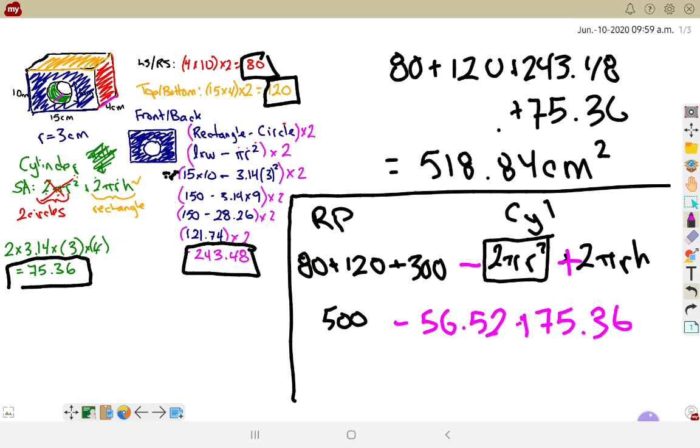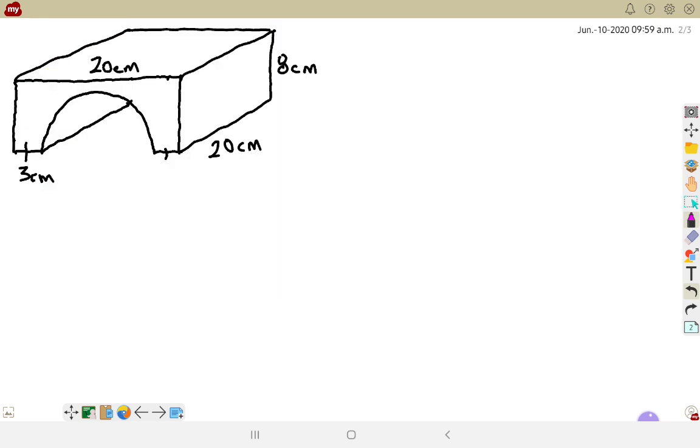75.36. And if you go 500 minus 56.52 plus 75.36, you still get the 518.84 centimeters squared. So if you want to work just from formulas, you can, but you have to understand what the formula represents so that you can simply modify and adjust as needed. Okay? All right, I'm going to do another one here.